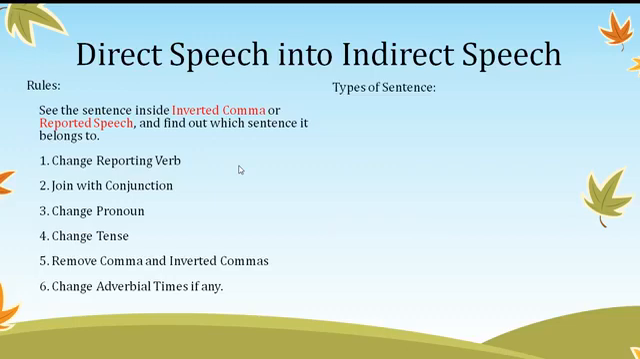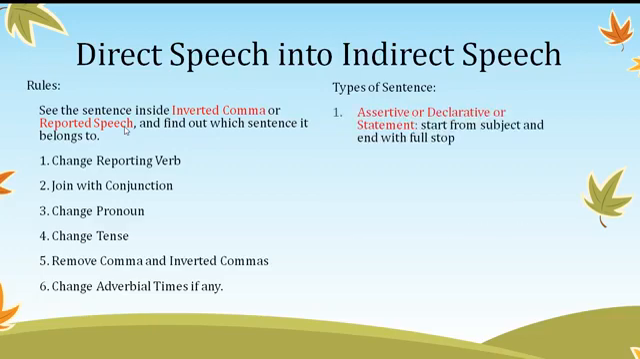Now, what I told you is to see the sentence inside the inverted commas, the reported speech, and find out which sentence it belongs to, meaning the type of sentence. What are the types of sentence? You already know, I think, from previous classes and previous studies, there are 5 types of sentences. What are they? One is assertive, declarative, and statement.